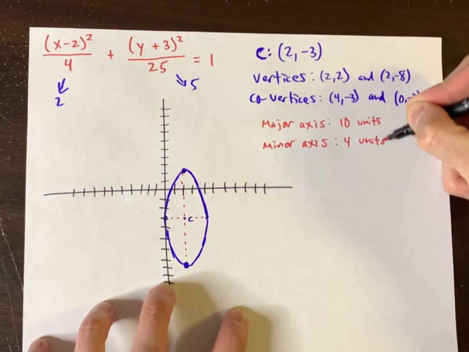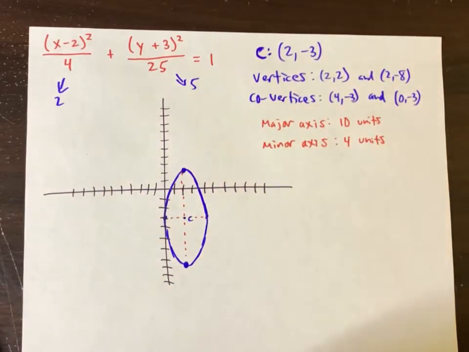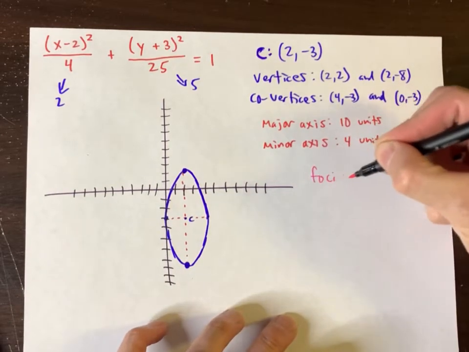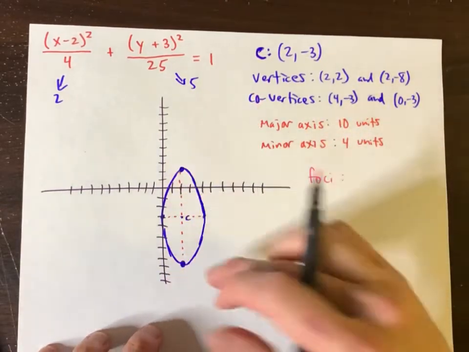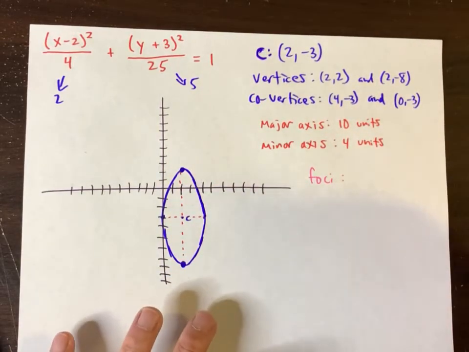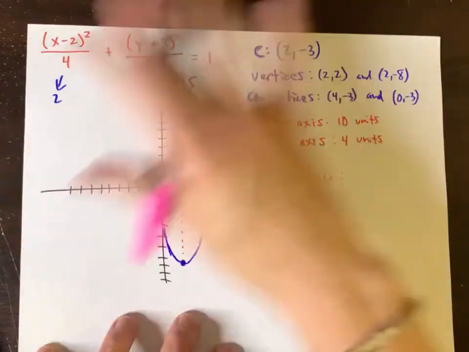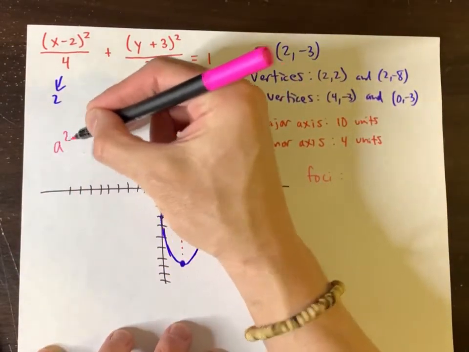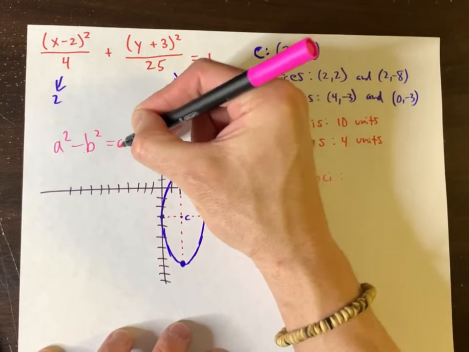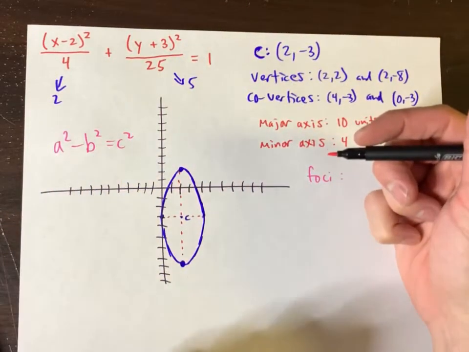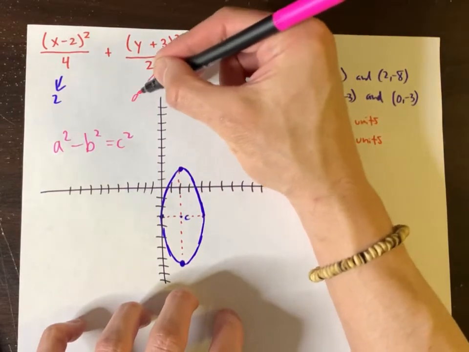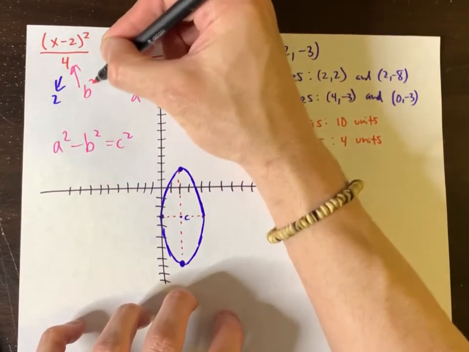And really the only thing left to give them, I'll switch colors, the only thing left to give them would be the foci. Now the foci are points that are along the major axis. Now here is what we do. So we know that for ellipses, we have this equation: a squared minus b squared equals c squared, where a squared is bigger and b squared is smaller. So you know that this is a squared and that this is b squared.